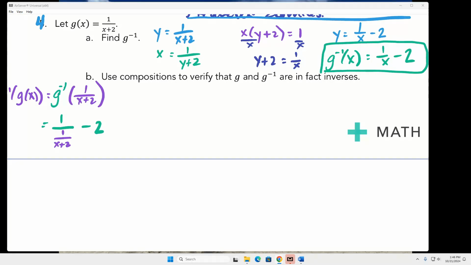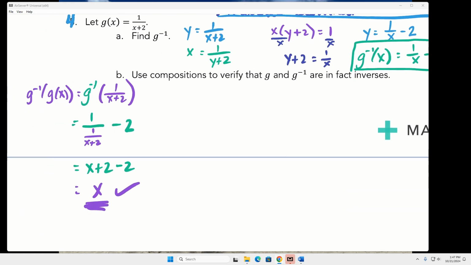Okay, so how do you simplify this? Like, how do I divide 1 by this fraction? Multiply by the reciprocal. Multiply by x plus 2 over 1, yes. So 1 times x plus 2 over 1 is just going to be x plus 2. Alright, and then we have the minus 2, which just gives us x. That's what has to happen if they are inverses of each other. But we only did it one way, I have to do it 2 ways.